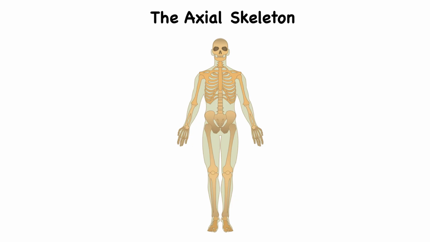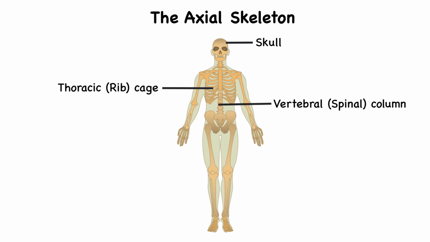The axial skeleton forms the central axis of the body, hence the name axial. Think of it as the core scaffold that everything else attaches to. It includes the skull, the vertebral column, the thoracic cage, and the hyoid bone. Altogether, the axial skeleton contains 80 bones. That's about 40% of all the bones in your body.